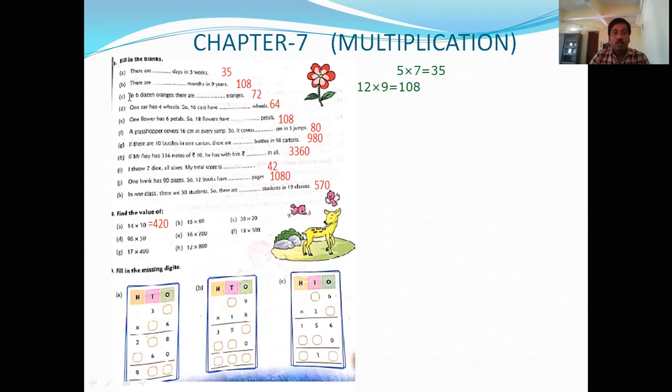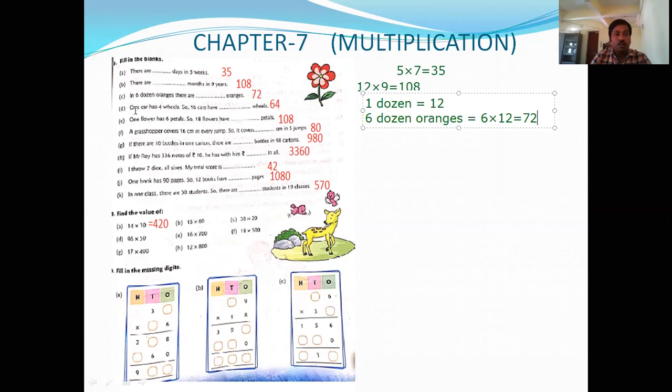Okay. Now, another question, in 6 dozen oranges, there are blank oranges. So we know that 1 dozen is equal to 12. So to find the value of 6 dozen oranges, we will multiply 6 by 12. So it makes 72. Okay, so the answer will be 72.